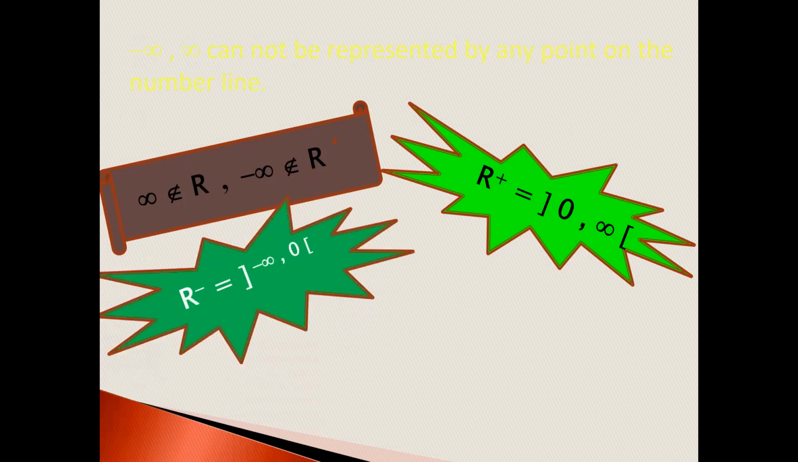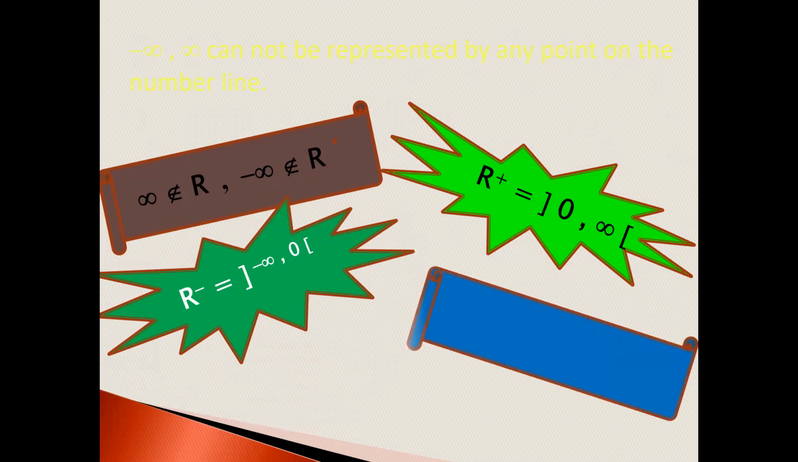R negative means the negative numbers, the numbers less than 0, but 0 is neither positive nor negative, so 0 is open. And negative infinity is always open. So R negative equals negative infinity open and 0 open. R positive equals 0 open and infinity open.